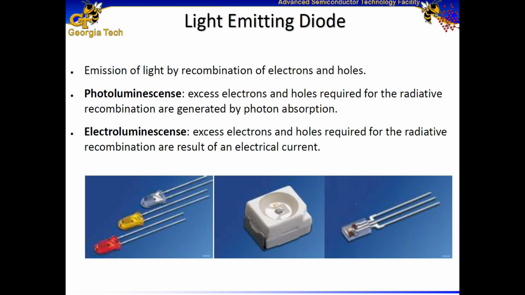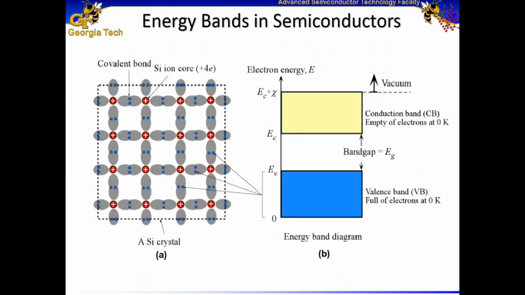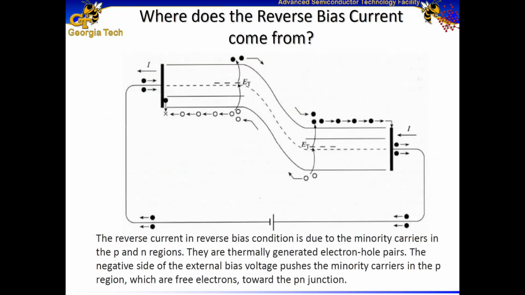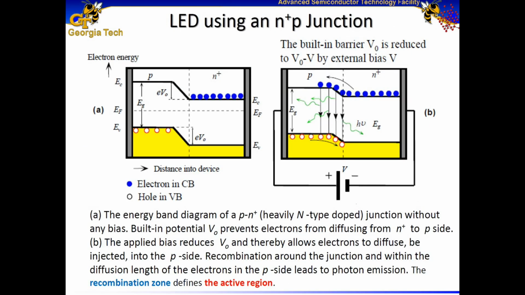In the light emitting diode, we have diffusion of carriers, diffusion of electrons and holes, and these electrons and holes recombine, resulting in the emission of light corresponding to the band gap of the semiconductor. The emission wavelength corresponds to the band gap of the semiconductor. Then there are different light emitting diode configurations. The simplest one is a PN junction.